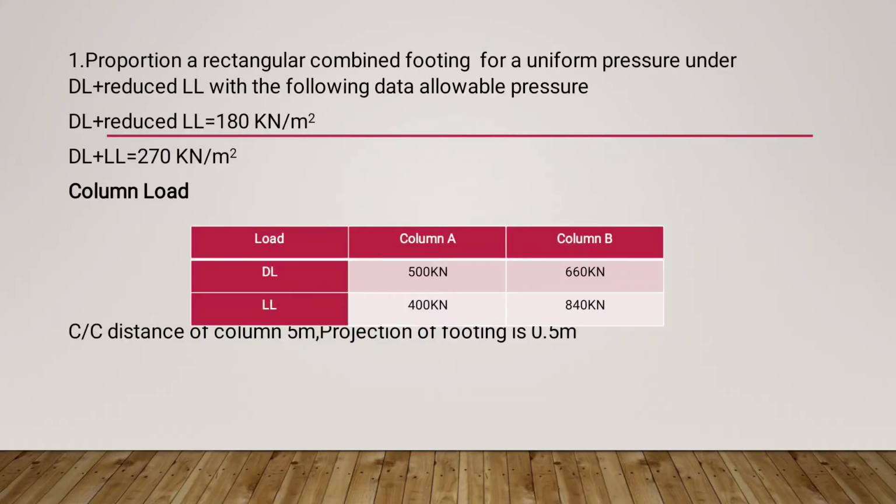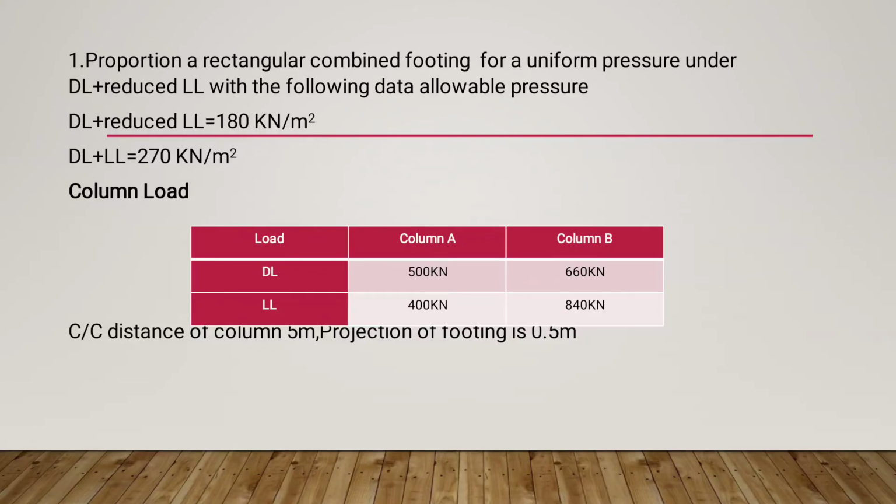So let's see one problem. Proportion a rectangular combined footing for a uniform pressure under a dead load plus reduced live load with the following allowable bearing pressure. Therefore, for dead load plus reduced live load it is given as 180 kilonewton per meter square. For dead load plus full live load it is 270 kilonewton per meter square. So the first step is to calculate the column load. Here the column load is given in the question, that is dead load and live load for column A and column B.